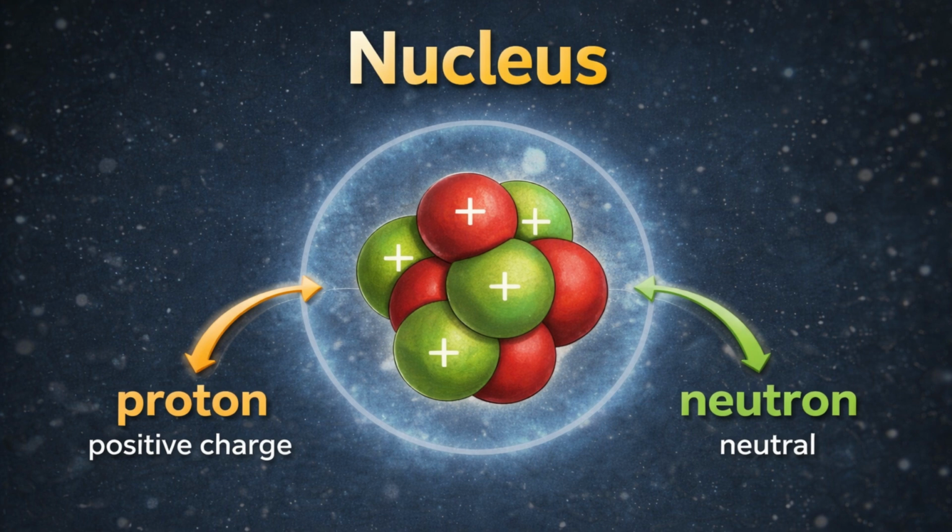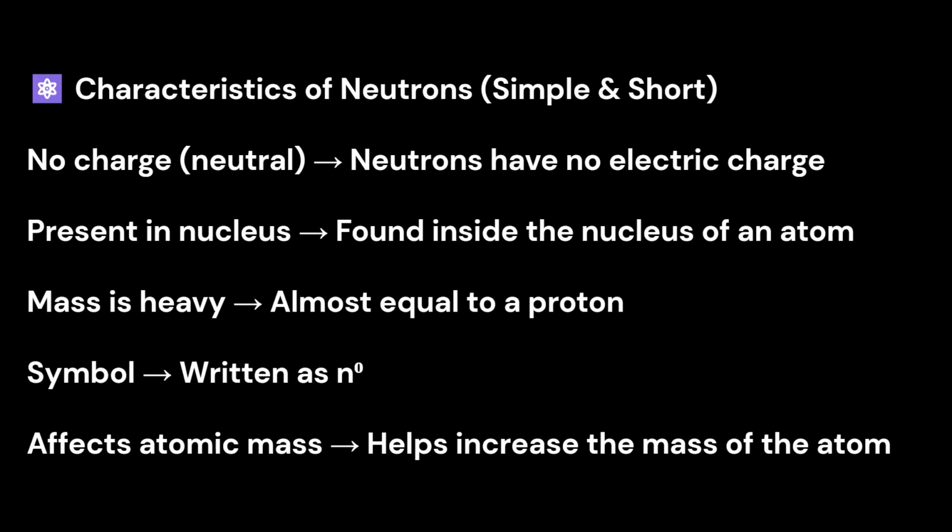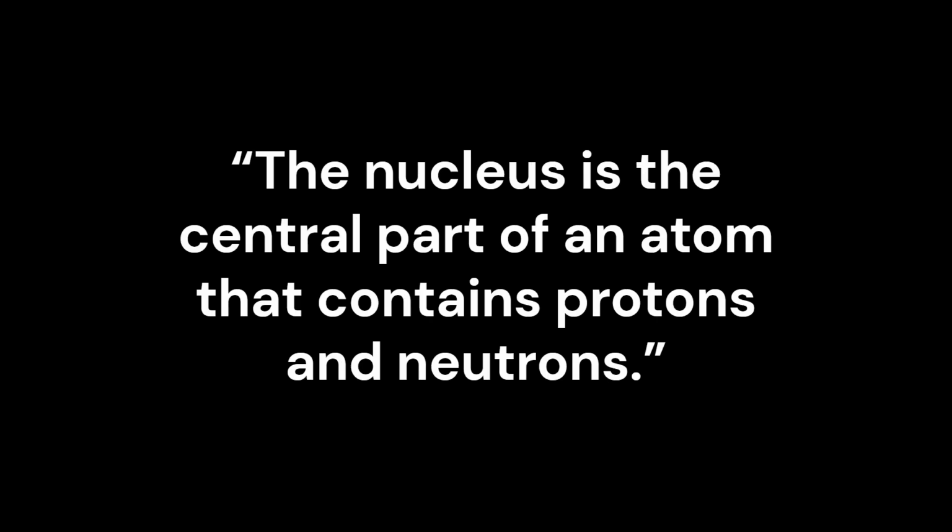Now, if we talk about protons, protons have a positive charge. They help determine which element the atom is. For example, the number of protons decides whether it's hydrogen or carbon or oxygen. Now, if we discuss neutrons, neutrons have no charge. They are neutral. They don't affect the charge of the atom, but they do add to the mass and help to stabilize the nucleus. In short, nucleus equals number of protons plus number of neutrons.